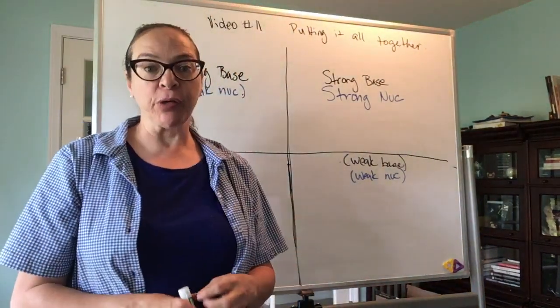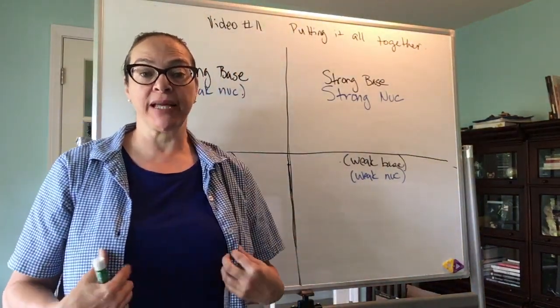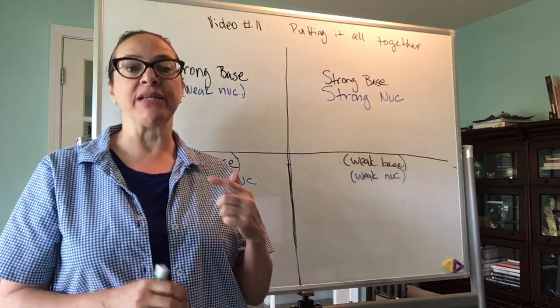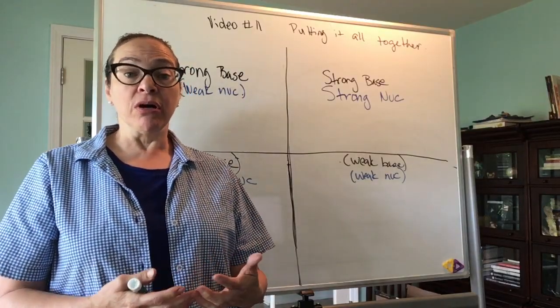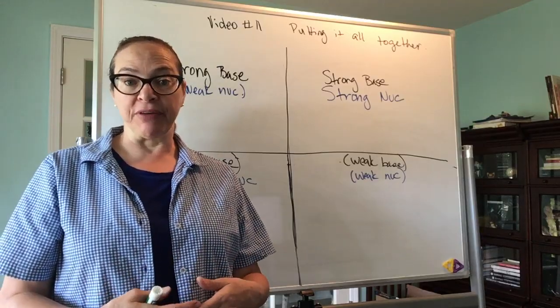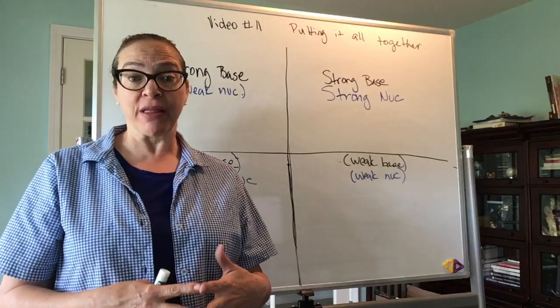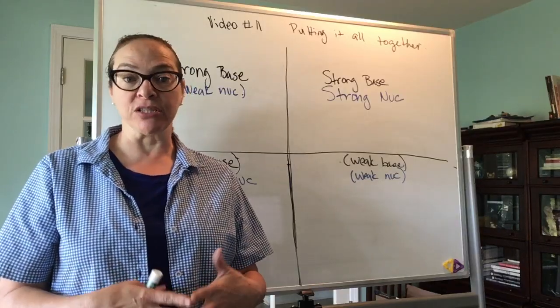So for our last video, we're going to put it all together. To be able to put it all together, we really have to be able to recognize very quickly whether something is a strong base and a strong nucleophile, or whether it is a weak base and a weak nucleophile. And we have to be able to identify all of that because it's going to be the most important thing when determining what kind of reaction is going to happen.